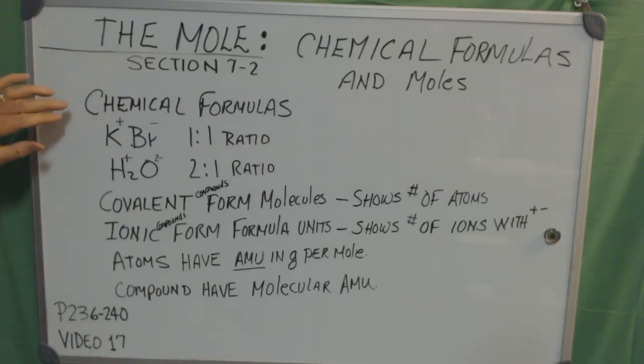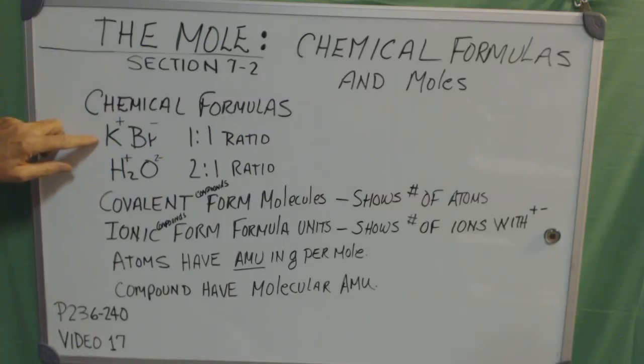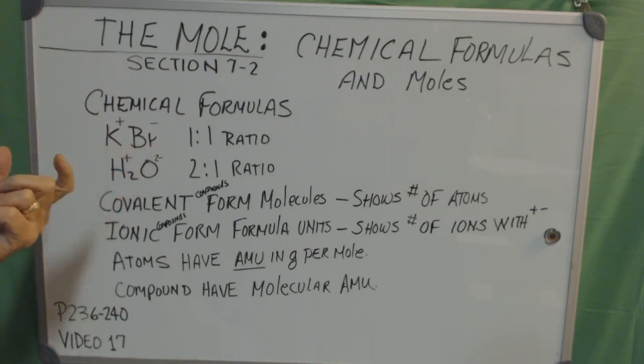So the first thing I start with are chemical formulas, and that's how we make compounds, both covalent compounds and ionic compounds. For example, this first chemical formula is potassium bromide. Notice it's "ide," bromide. That means it's just that element all by itself.